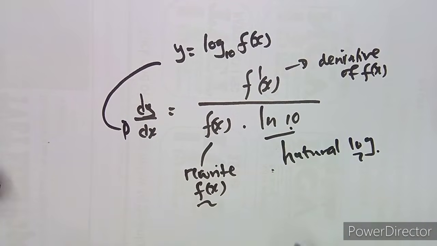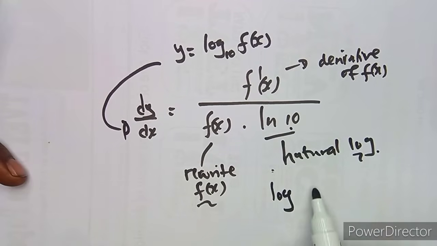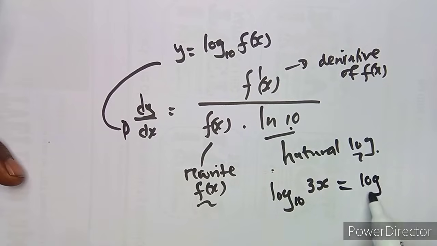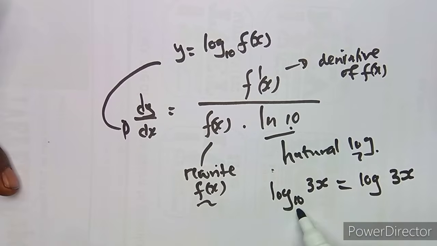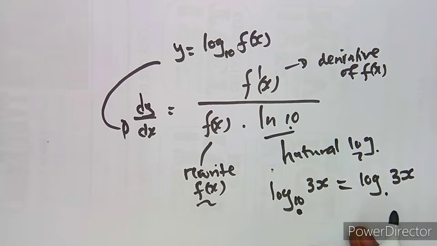And whenever the base is not given, if you are given log 3x base 10 like this, it's the same as just writing it as log 3x. So one and the same thing. Base given, not given is the same. If the base is not given, it means you are in base 10. Any other base will be given, like base 5 or whatever. All right.